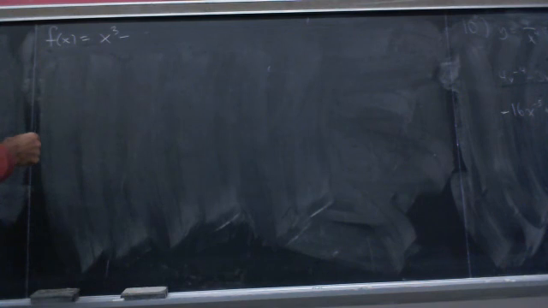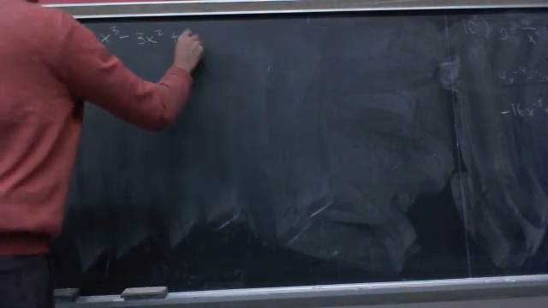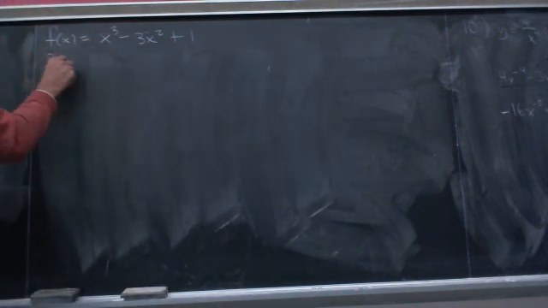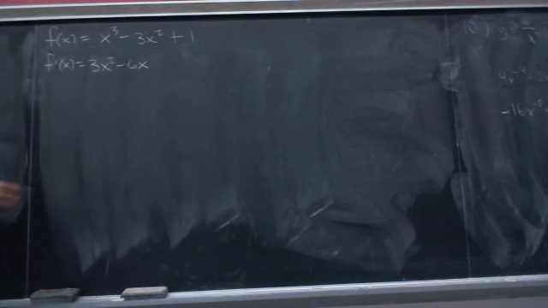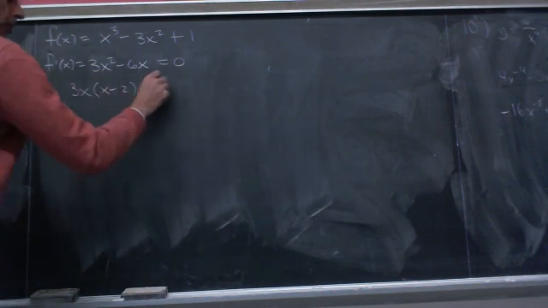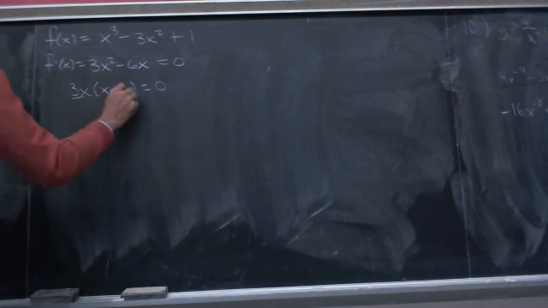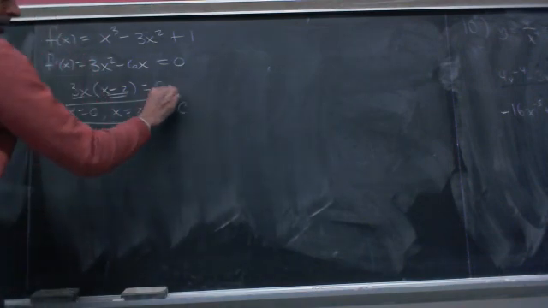So suppose we have f of x equals x cubed minus 3x squared plus 1. So f prime of x equals 3x squared minus 6x. We're going to set it equal to 0, and we're going to factor out a 3x, and what's left is x minus 2. Set each of these pieces with an x equal to 0, and these right here are technically called our critical numbers, c.